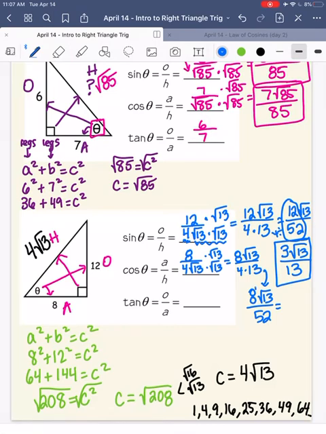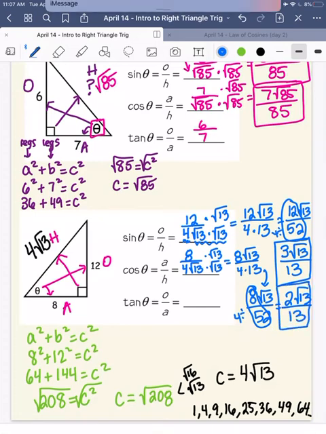Again, 4 goes into both of these. So 4 goes in 2 times. And then you just leave the radical, and 4 goes into 52 13. Okay? There are more correct ways to do this, but I think that's the simplest. All right? And then tangent is much easier, thank goodness.